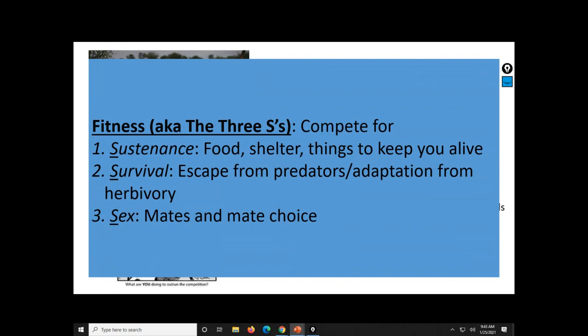Okay, so a trait can provide benefits to help you with sustenance. That's my first S, sustenance. So a trait that I have can help me get better at getting food or shelter.